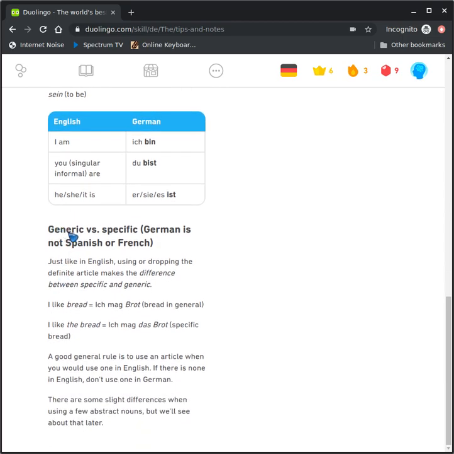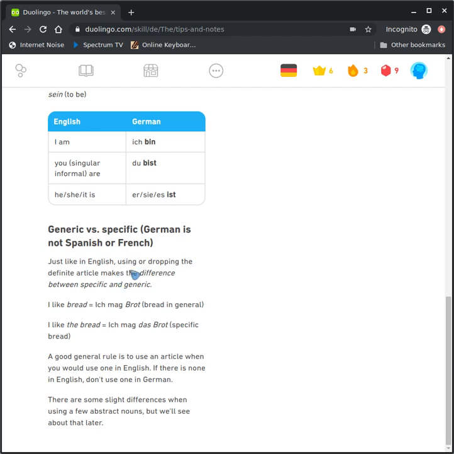Now we're continuing. We finally got through that chart. Generic versus specific. Versus, I think it's Greek or Latin or something. Latin, actually. German is not Spanish or French. Well, that's good to know. Very interesting information, because just the other day someone was asking me, is German Spanish or French? And I almost said, yes, German is Spanish or French. So I'm glad they told us that.